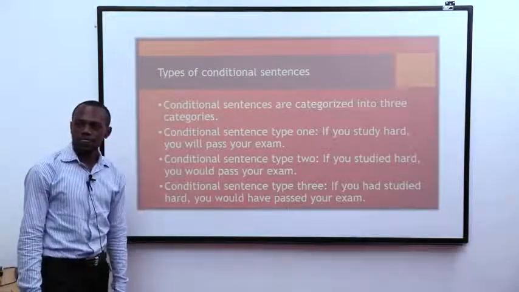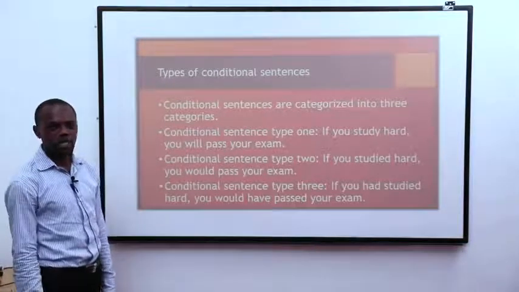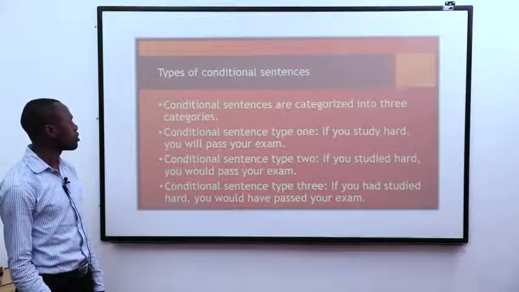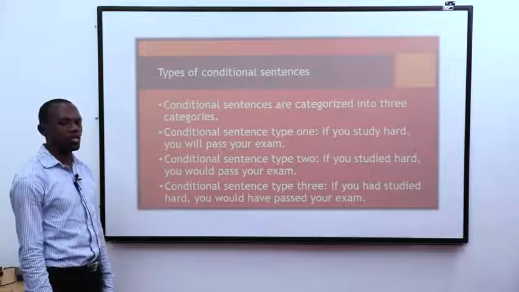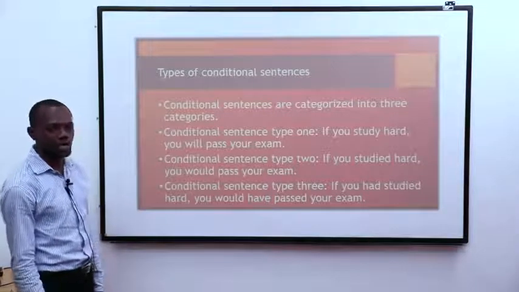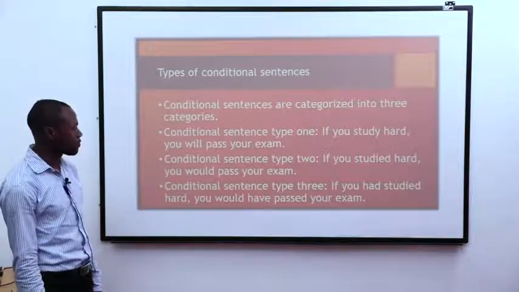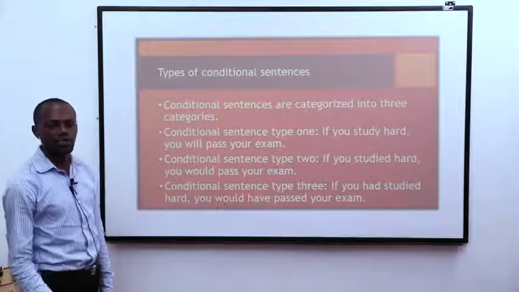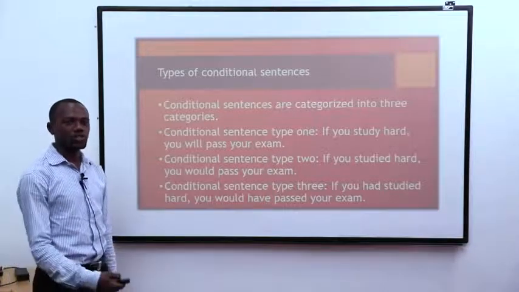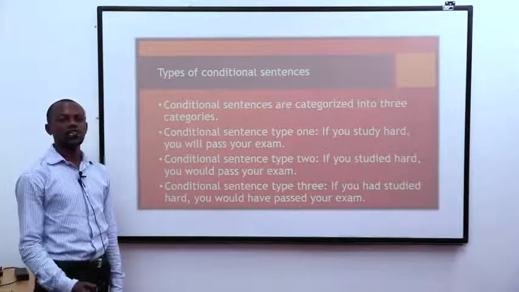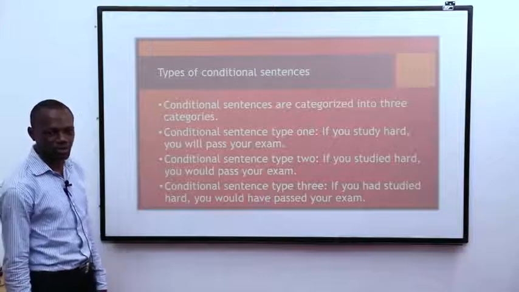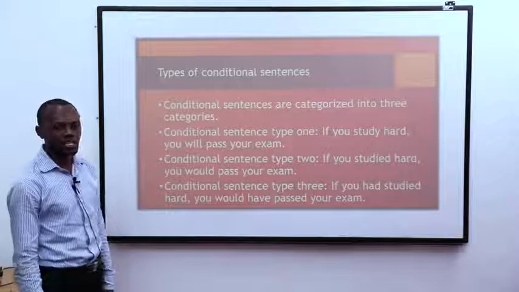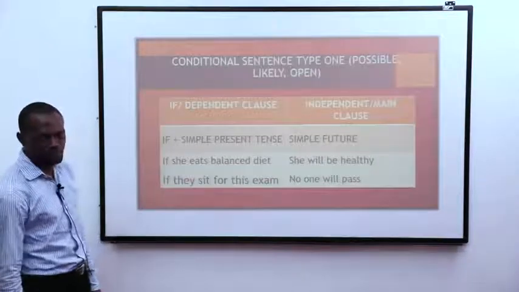Conditional sentences are of different types, and basically they are of three types. We have conditional sentence type 1, type 2, and type 3. A conditional sentence type 1 is like when you say, if you study hard, you will pass your examination. Type 2 is like when you say, if you studied hard, you would pass your examination. Type 3 is like when you say, if you had studied hard, you would have passed your examination.